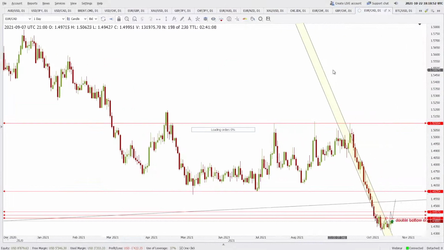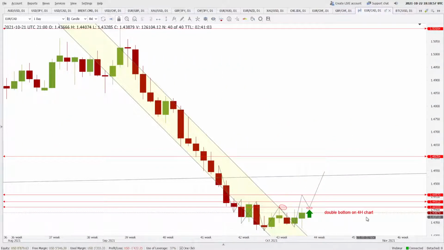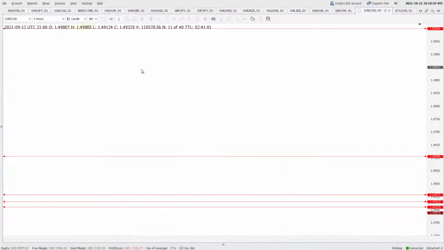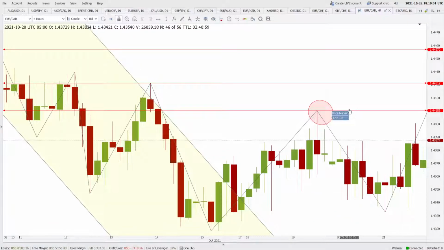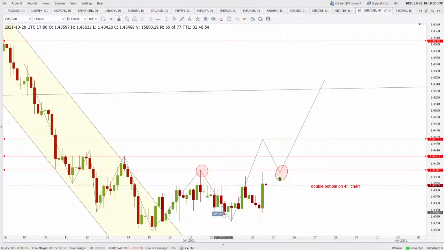Talking about the Euro CAD, we are expecting this market to break the double bottom on the 4-hour chart. Let me show you what is happening on the 4-hour chart, although I have covered it yesterday only. You see there's a formation of a double bottom. I must mark these two bottoms here. So these are the two double bottoms.